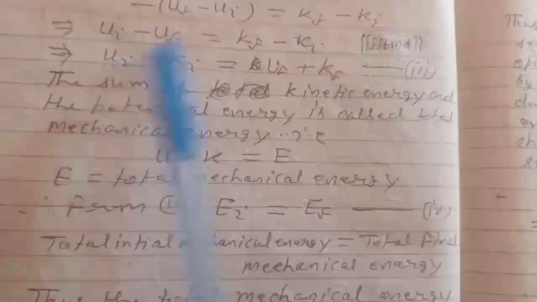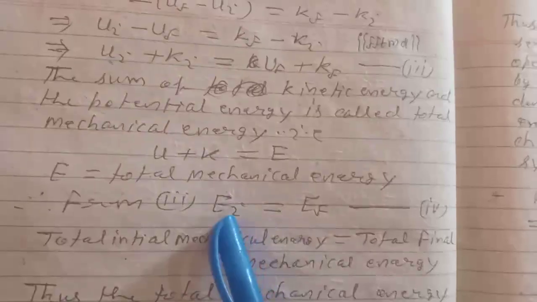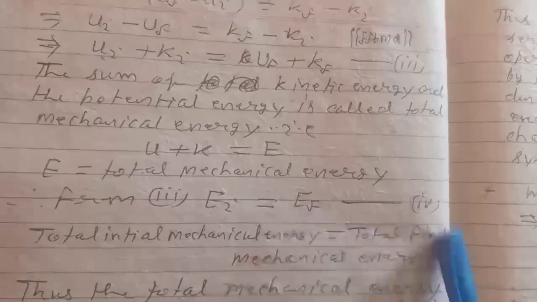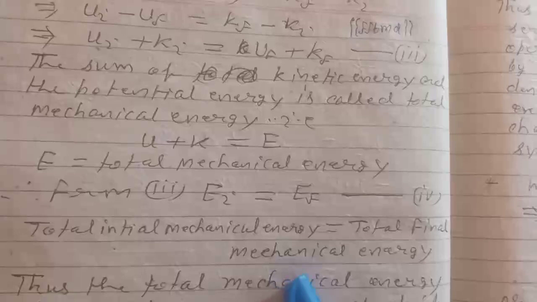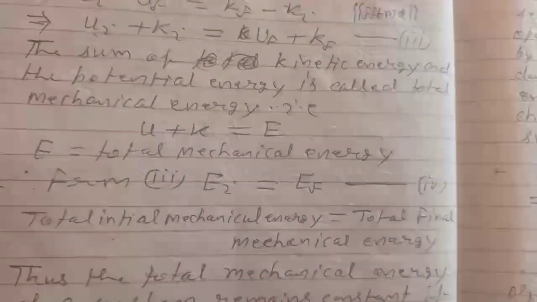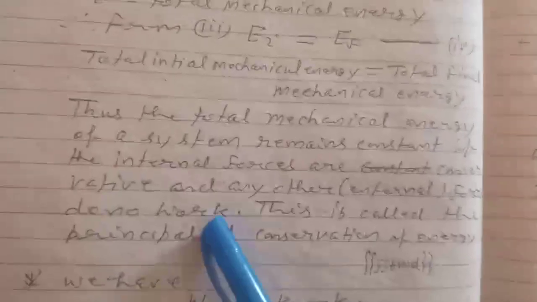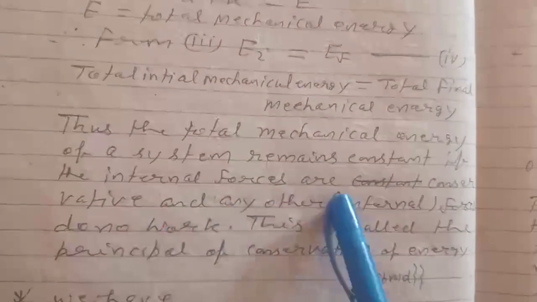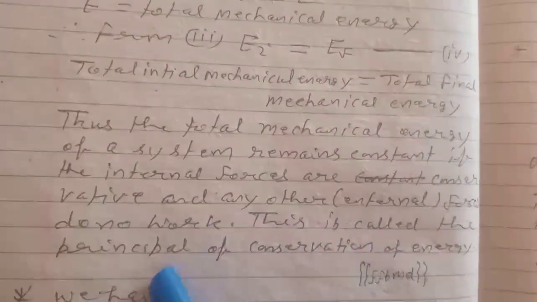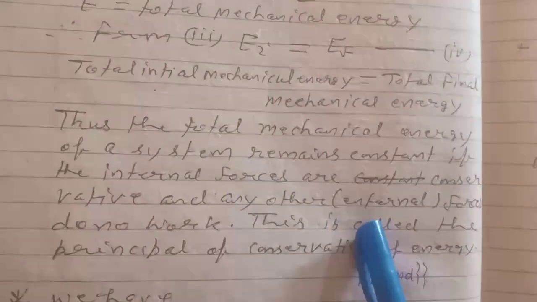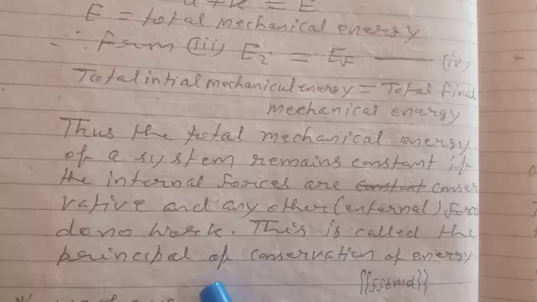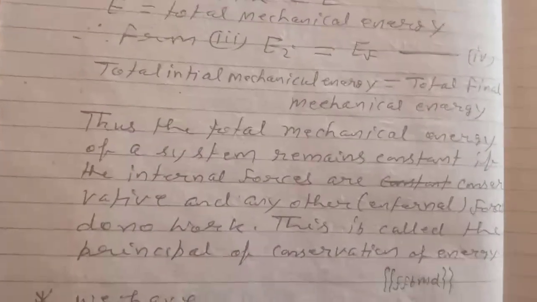From 3, Ei equals Ef, that is, the total initial mechanical energy is equal to the total final mechanical energy in this case. Thus the total mechanical energy of a system remains constant if the internal forces are conservative and any other external force does not work. This is called the principle of conservation of energy.